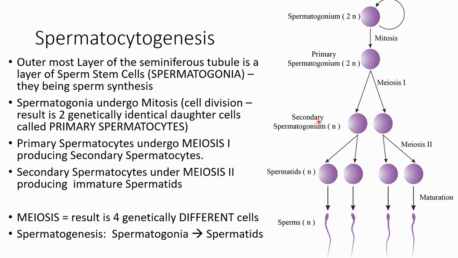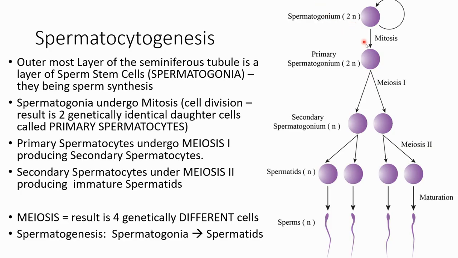So what's happening here? You've got your spermatogonium stem cells here that are going to undergo mitosis. That's what that 2N right there means. It means it's diploid. It's got basically twice the number of chromosomes within that cell. It's got the set from mom and the set from dad.